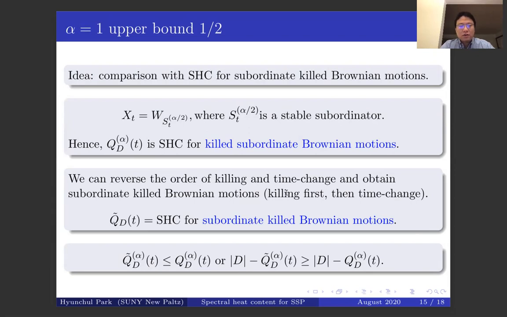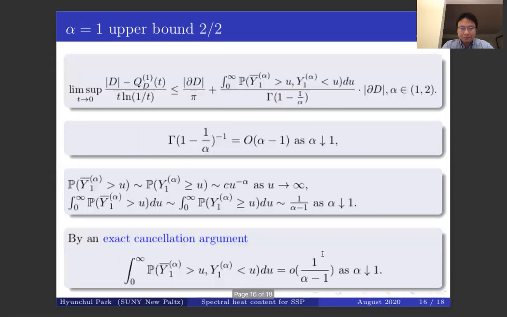So we think about the killed Brownian motion. We observe the Brownian motion until it exits the domain. And for that killed Brownian motion, we make the time change. That is called a subordinate killed Brownian motion, killing first and the time change later. And because this is observed from the killed Brownian motion, it is less than Q_D(t), or it has this relationship. So we have an upper bound for the spectral heat loss.